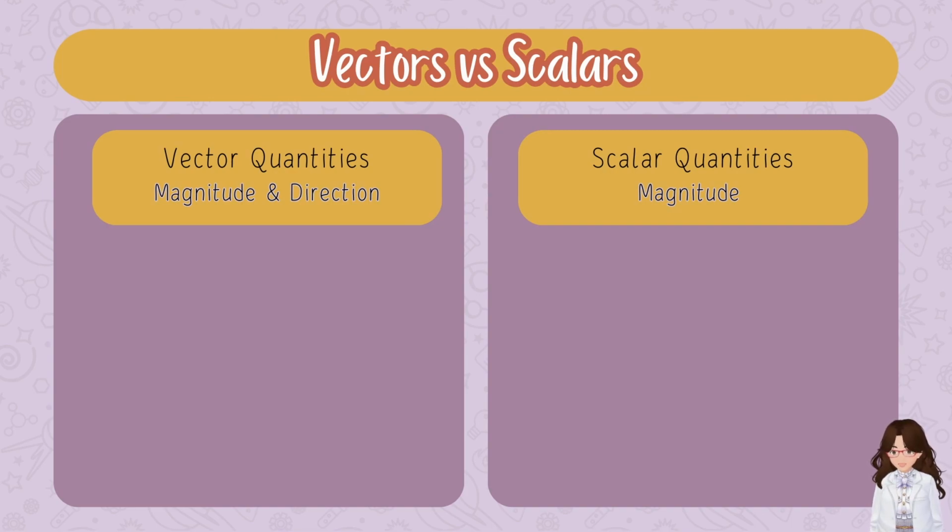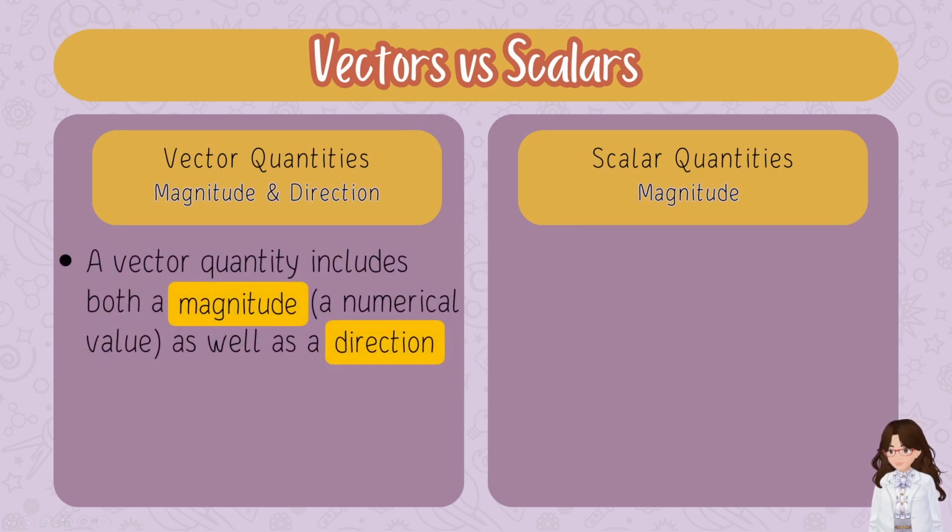However, you've been using them for years in your science classes without even knowing it. But in physics, it is really important that we define the difference between our measurements because it has a mathematical impact on our solution. A vector quantity includes both a magnitude, which is a numerical value, as well as a direction. So a magnitude would be something like 10 meters, while a direction is going to be signified in your calculations with a positive or negative sign.